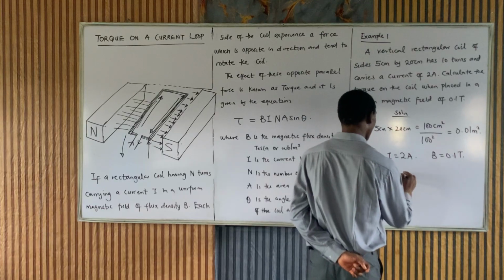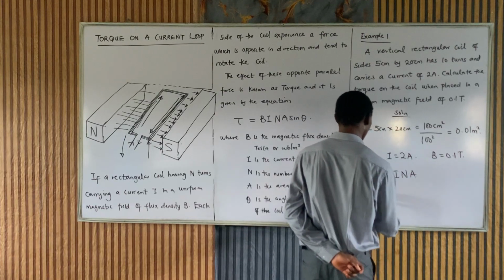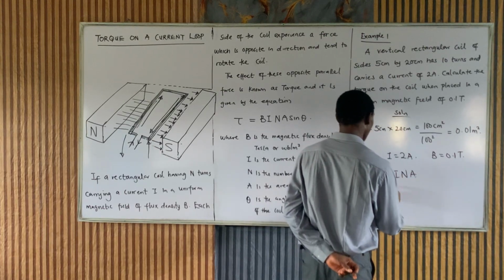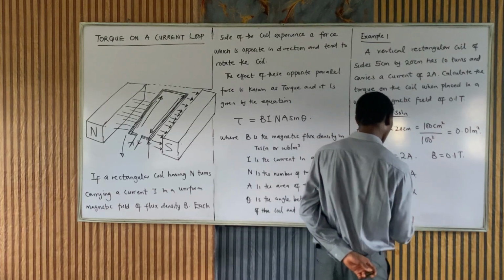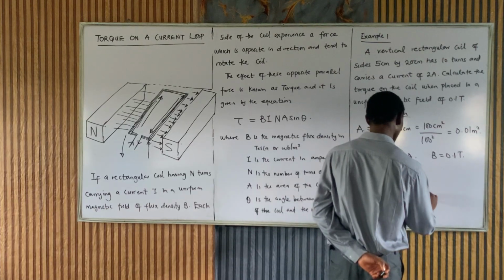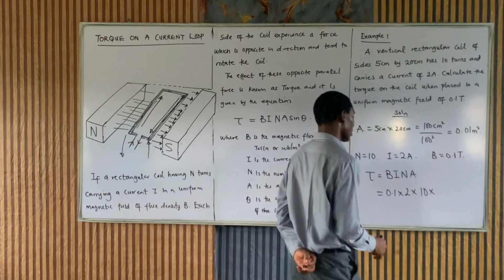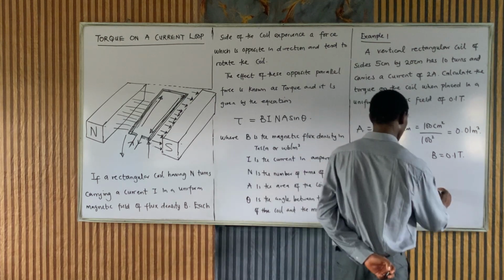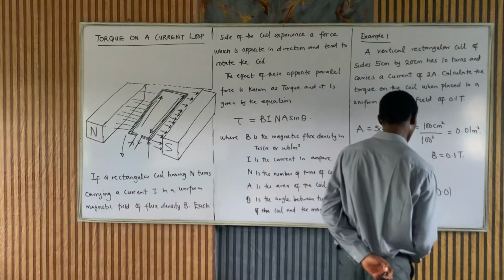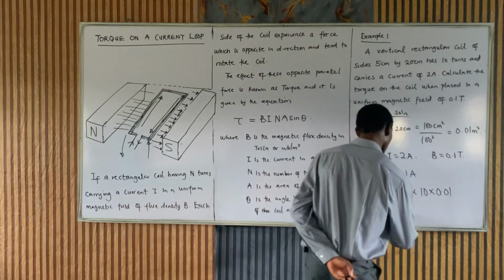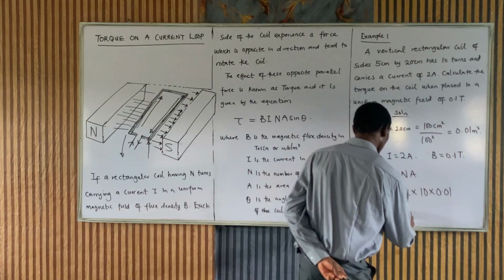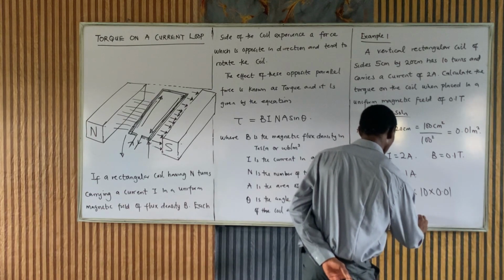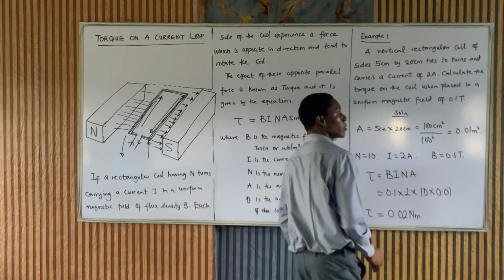So BINA is our relationship. The B is 0.1 times I, 2, times number of turns 10, times the area 0.01. So if we do this, we are going to have 0.02 Newton meter. That is the torque.